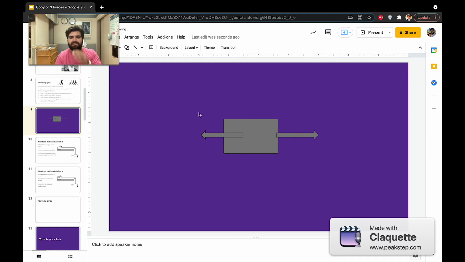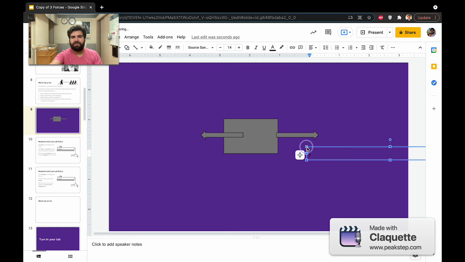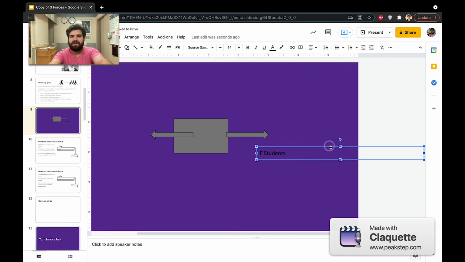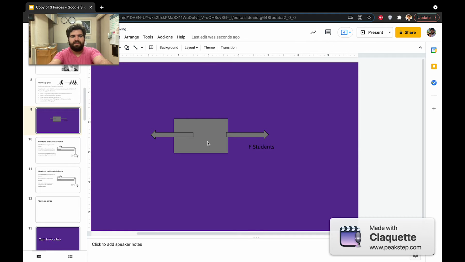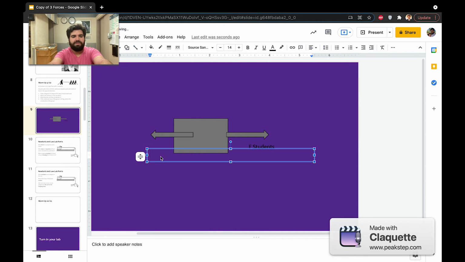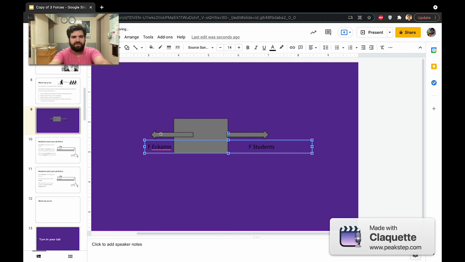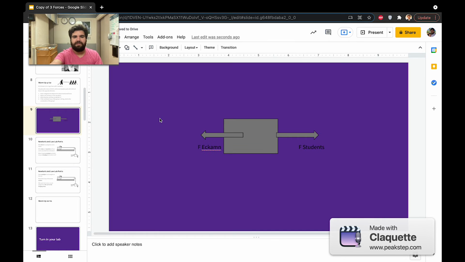Now you notice, I understand it's not perfect, but this arrow coming off the box is shorter than this one. So this one's longer. Let me insert a text box. I would call this force students, with students as a subscript. I can't really do that on the computer. And then right here, I would say force Ekman. That's how I'm going to define them. So I have force students and force Ekman on my little canvas. That is my diagram of the situation.